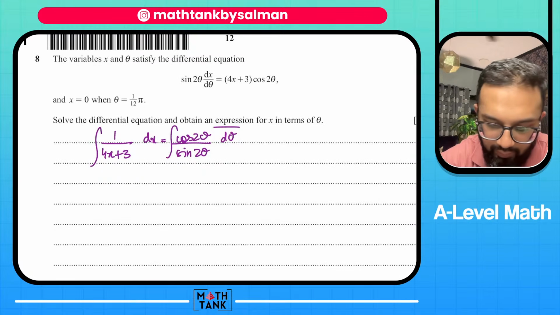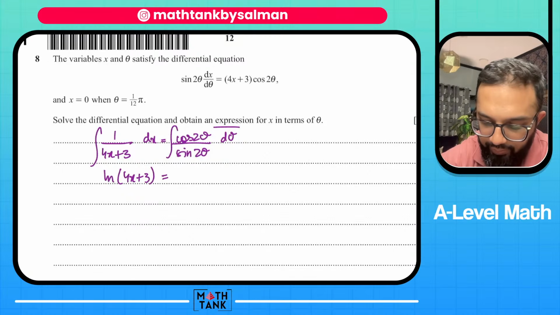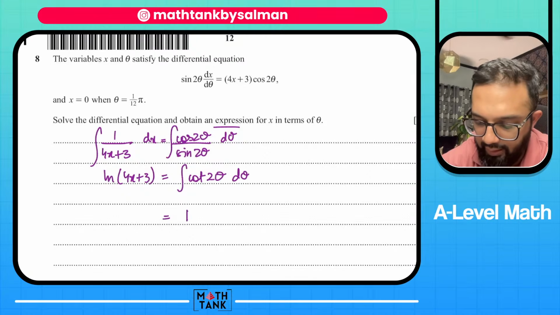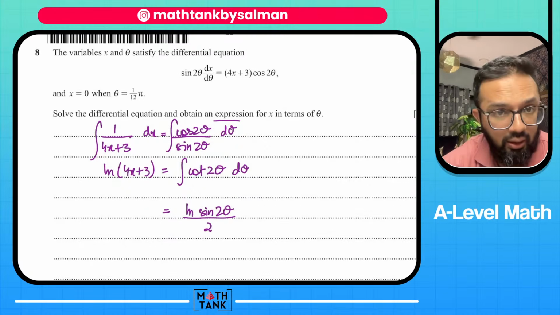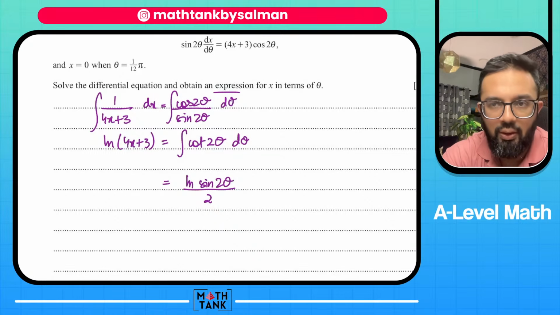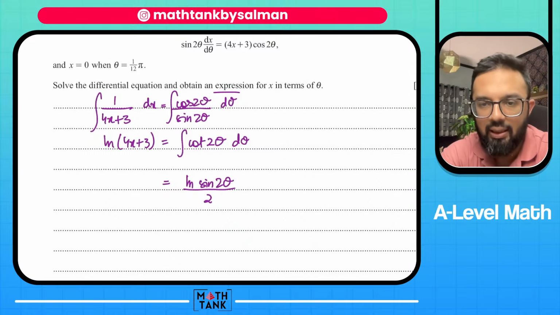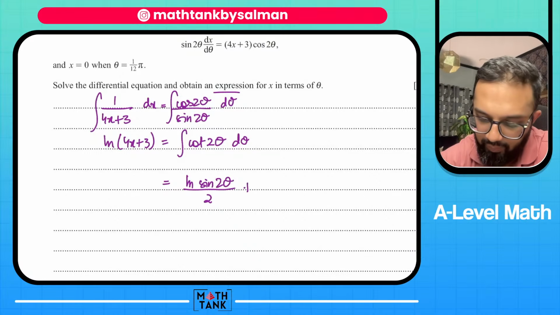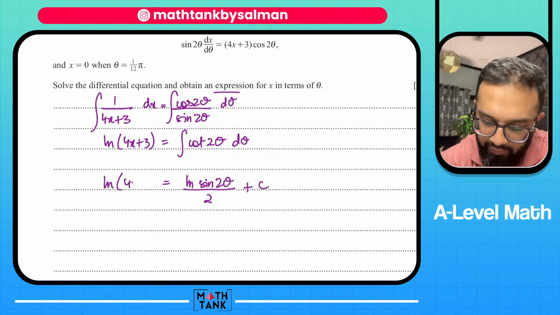This becomes ln(4x plus 3) equals, this is basically cot 2 theta, and you should remember the integration of cot 2 theta, that's ln sine 2 theta over 2. You come up with integration by recognition. That's something that you need to remember, that integrating cot theta becomes ln sine theta. So in this case, ln sine 2 theta divided by 2, plus c, ln(4x plus 3).